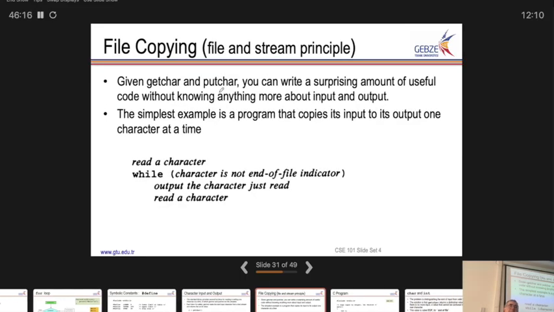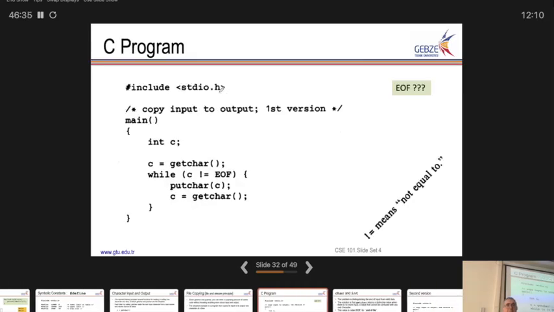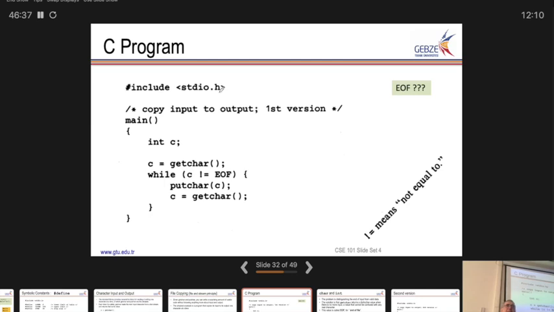Typically, a file copying example is reading a character, having a while loop, and outputting the character. So reading from one file and outputting to the other file in the loop, copying the file can be implemented. Typically, copy input to output. What is input? Keyboard. What's output? Screen. So this copying application actually prints what you type on screen, like a typewriter.